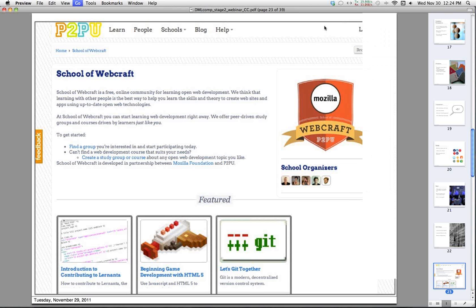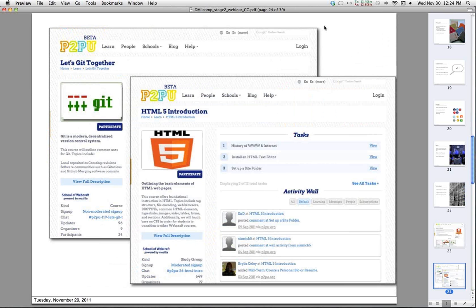So the way that we started from that was actually we started developing a series of challenges, and here I'm actually showing a screenshot of different kinds of courses that are available on Peer-to-Peer University. So aspects that might ultimately feed into the School of Webcraft, but here this is just kind of areas that people could consider moving forward.